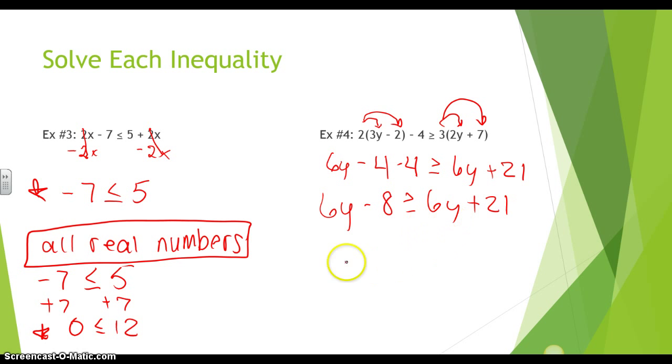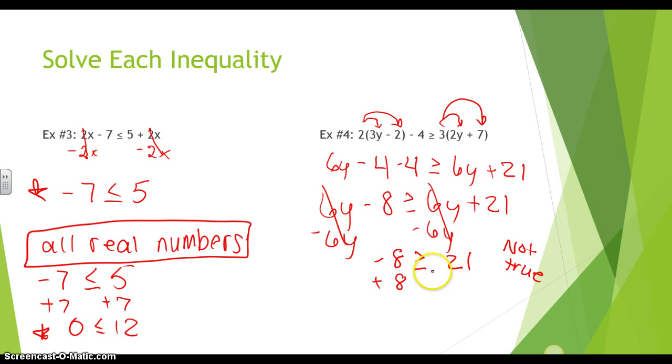We want all the variables on one side, numbers on the other. I can subtract 6y to each side. Those cancel. So what I'm left with is negative 8 is greater than or equal to 21. Is that a true statement, negative 8 greater than or equal to 21? That is not true. Also, if we keep making this so that numbers are all on one side, I can add 8 to each side. Actually, no, I'm not going to do that, so I'm just going to stop where I'm at. Since that's not true, this is going to be a no solution problem right here.